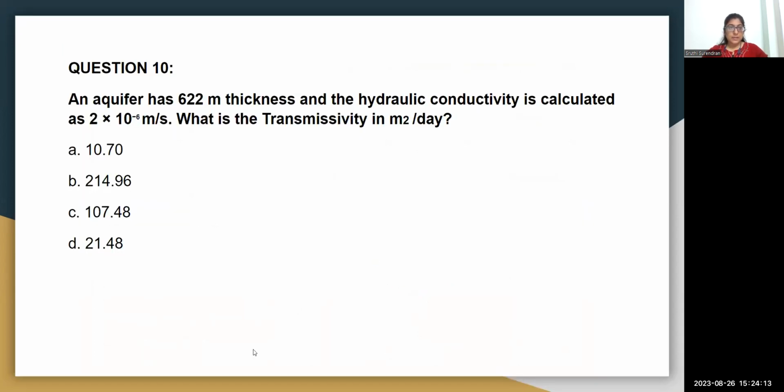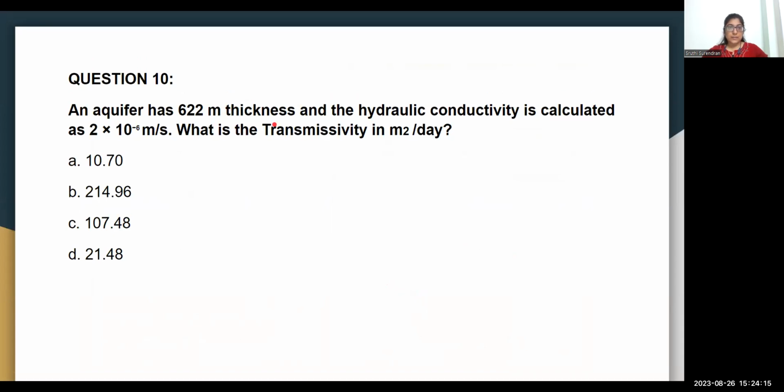Next question. An aquifer has 622-meter thickness and the hydraulic conductivity is 2 into 10 to the power minus 6 meter per second. What will be the transmissivity in meter square per day? This is a very simple numerical. You can do it and put the answers in the chat box. We did go through the equation of transmissivity, how transmissivity is represented. All the values have been given in this. We just have to do the math.